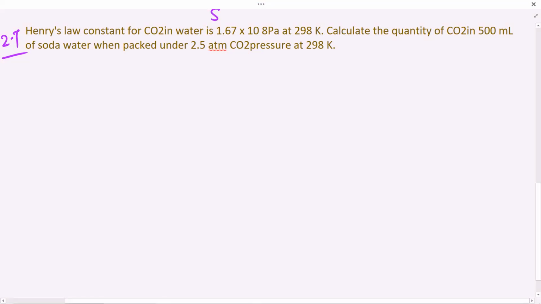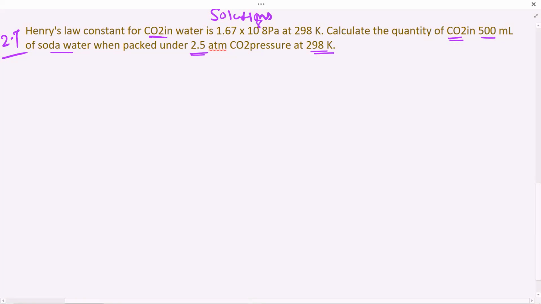Problem 2.7 in the solutions chapter. Henry's law constant for CO2 in water is given as 1.67 × 10^8 Pascal at 298 Kelvin. Calculate the quantity of CO2 in 500 ml of soda water when packed under 2.5 atmospheric pressure of CO2 at 298 K.